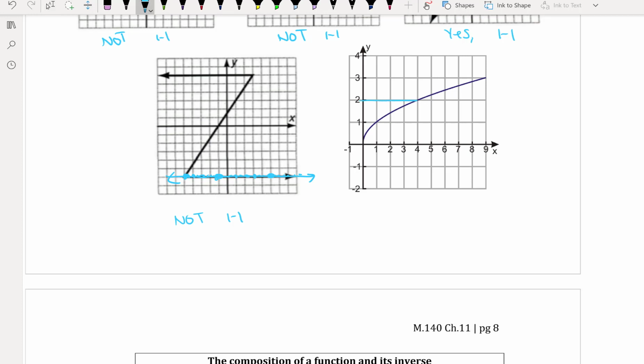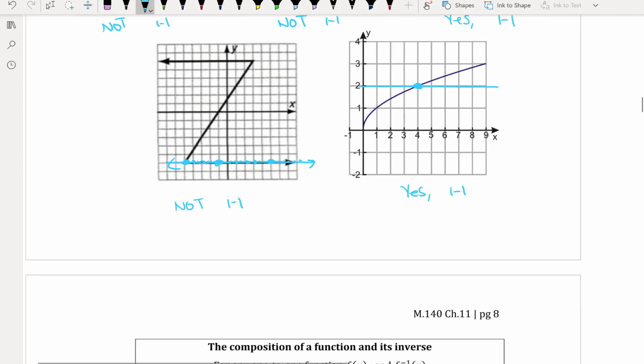And here, the very last one, I draw my horizontal line. It crosses it at most once. Therefore, yes, it is a one-to-one function. Okay?